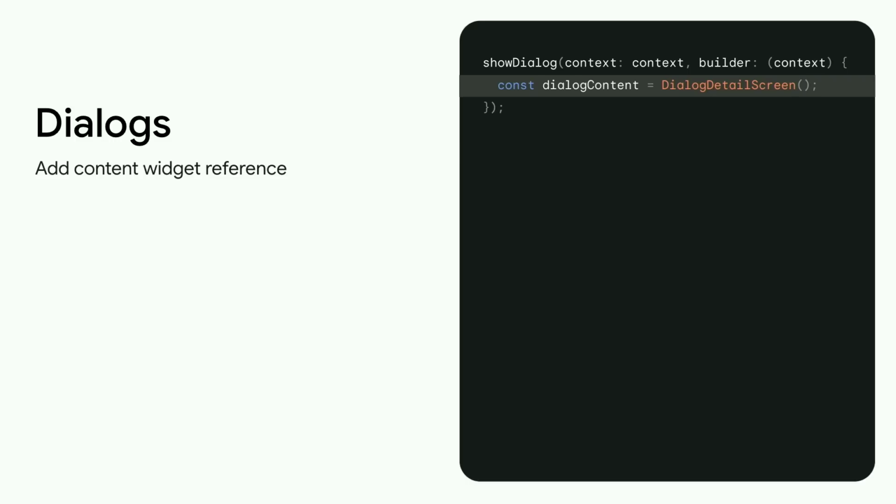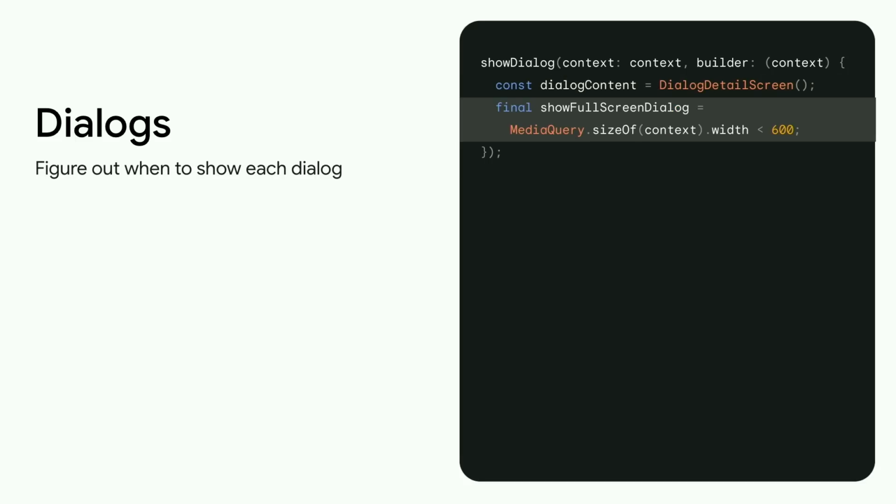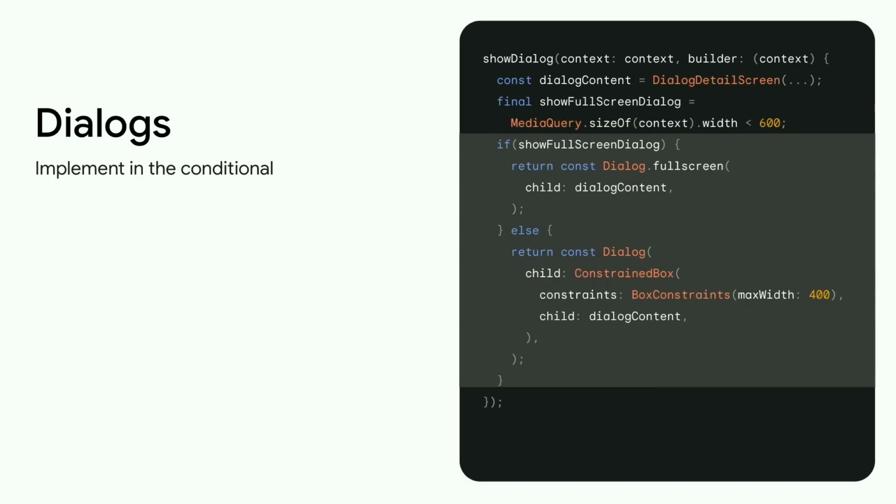It's time to make the decision on when exactly we want to show a full screen dialog versus non-full screen. The material guidelines suggest 600 logical pixels as a breakpoint between the extra small and small window sizes, so let's try that. We're using MediaQuery's size of function that we went over earlier to get the size of the app window. So now we just need the conditional to switch between the two dialog constructors based on our show full screen dialog variable. We're constraining the size of our non-full screen dialog as well, using the constrained box we learned about earlier.